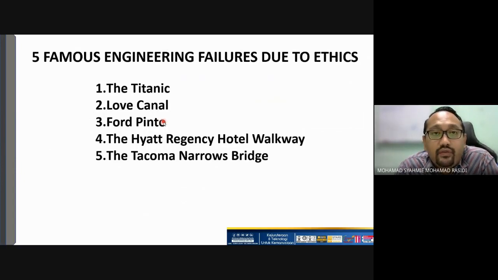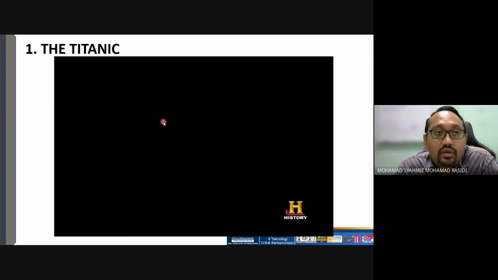These are the 5 famous engineering failures due to ethics. First is the Titanic, second is the Love Canal, third is the Ford Pinto, fourth is the Hyatt Regency Hotel Walkway, fifth is the Tacoma Narrows Bridge. So let's see what the ethical dilemmas or ethical problems were that caused the sinking of the Titanic.